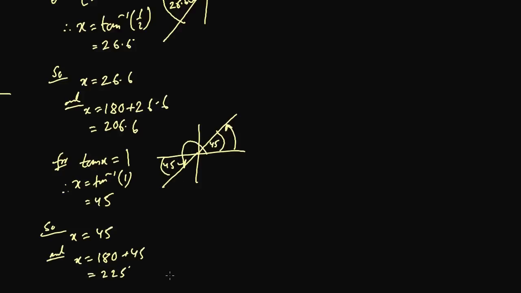Now we can write down the answer. So the answer would be x equals 26.6 degrees, 45 degrees, 206.6 degrees, and 225 degrees. It's a good idea to write down the answer in ascending order, from the smaller value first and later the larger value. Another question is, will it be a problem if the little degree sign is not given? Well, that will not be a problem at all.